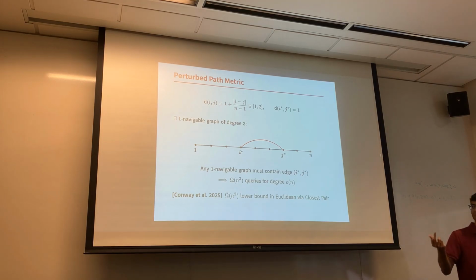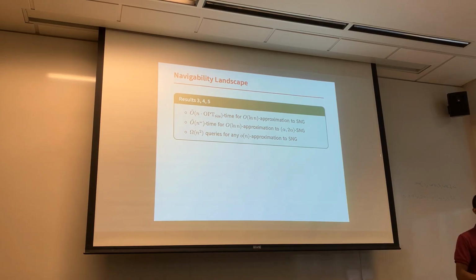And so this other paper that I talked about at the start extends this lower bound to Euclidean with a closest pair reduction. All right. So this is telling me to wrap up quickly, so I can just get to the last slide here.